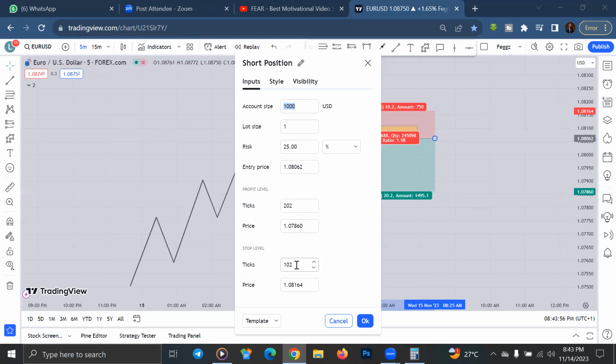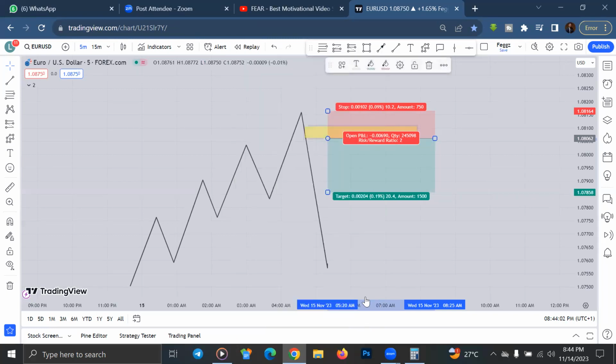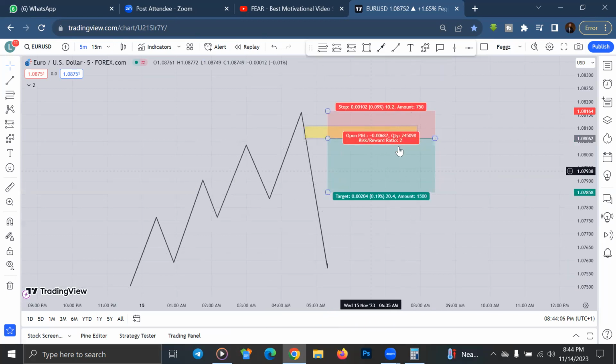So see, stop loss level, tick 102. So I can times this by 2 to give me the accurate figure of 1 to 2. That's 204. This one, you don't need to bother yourself. It's just for me to get the accurate 1 to 2. Do you see it now? The risk to reward ratio is 2. But if you can drag it and get your exact figure, no problem. Me, I just like doing what can give me fast ease.